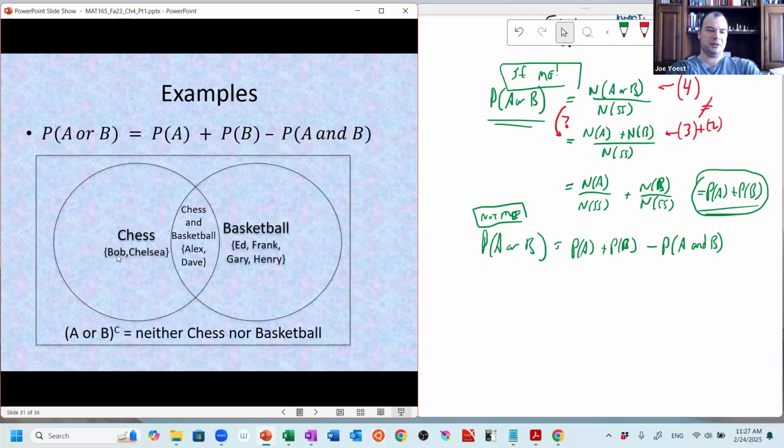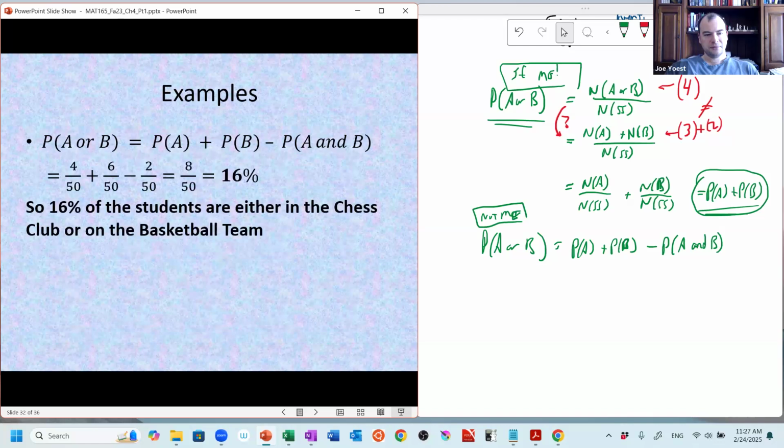And we see by examination, Bob, Chelsea, Alex, Dave, Ed, Frank, Gary, Henry, that is indeed 8 students out of the 50 that are on the chess club or on the basketball team. Any questions on this one?